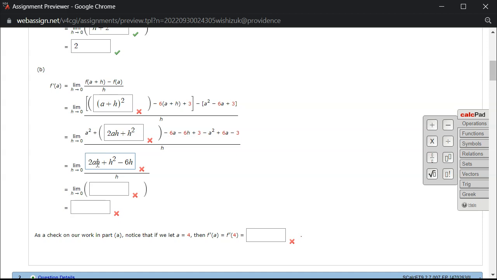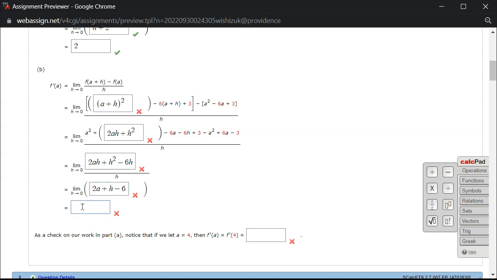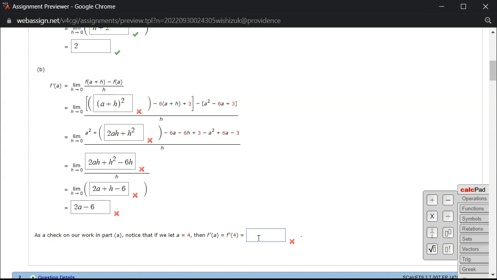And then if you cancel out the h's, you are left with 2a plus h minus 6, right? So as h goes to 0, you have 2a minus 6. As a check, if you plug in 4, 2 times 4 is 8, minus 6 is going to be 2, which is the same answer as before.